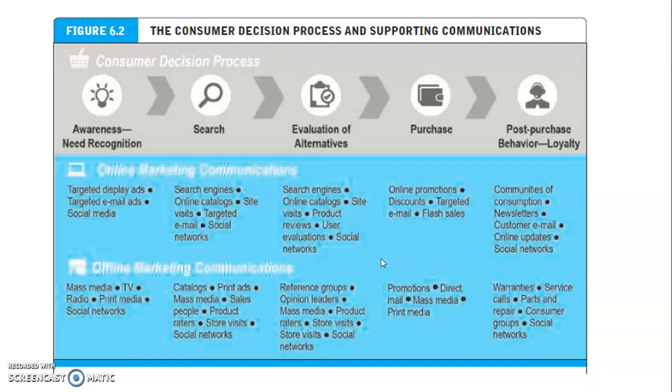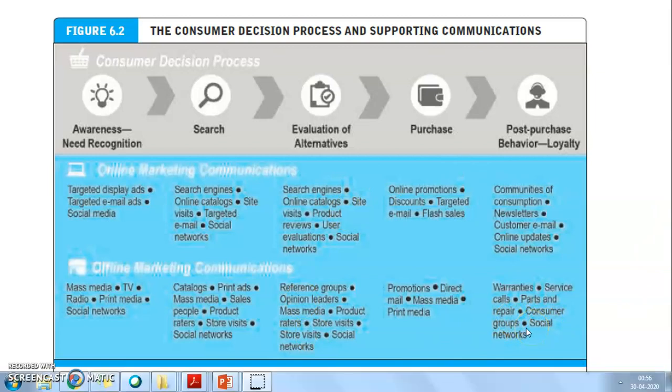After a particular product is bought and the customer has used it, post-purchase behavior comes into the picture. When we buy a product offline, the warranties, the service calls by the company's personnel, the availability of parts and repairs, the consumer groups, and the social networks are some of the factors which help confirm loyalty towards the product or the brand.